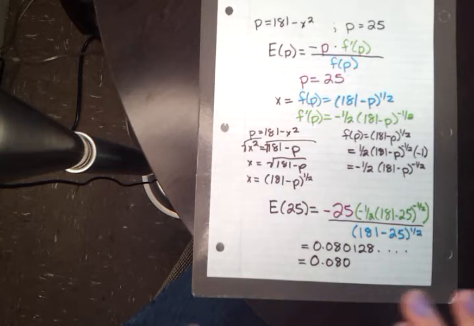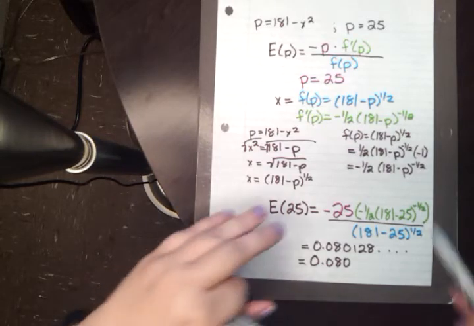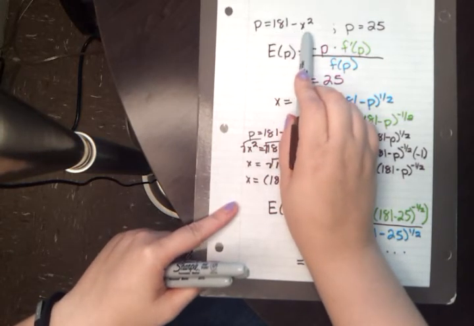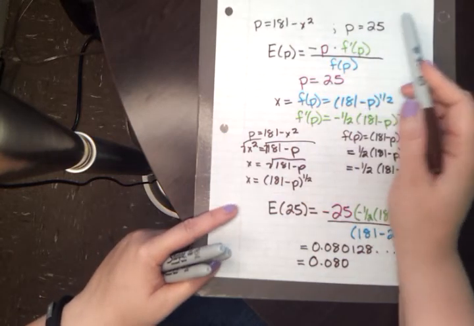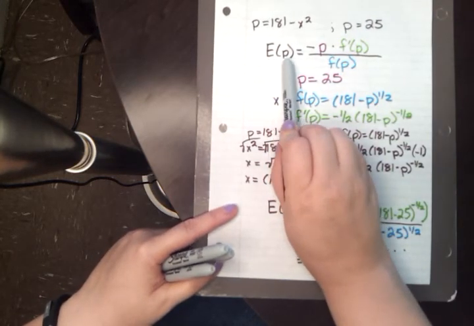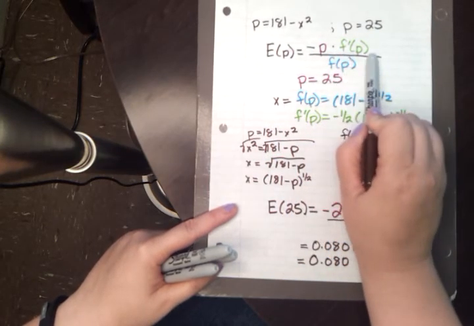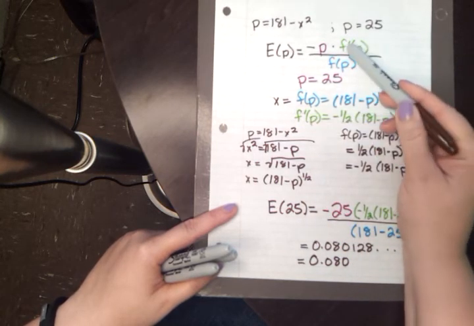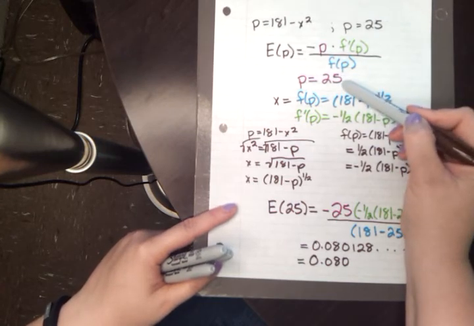So what I'm going to do now is go back through step by step to make sure that you understand, and then you can go back and watch this again and try to solve alongside. They gave us p equals 181 minus x squared, and they also gave us p equals 25. We need to find elasticity, so we're going to use the elasticity function. That's e of p equals negative p times f prime of p over f of p. So we had to find all of those pieces to be able to solve this. They told us that p was 25, so we had that right off the bat.